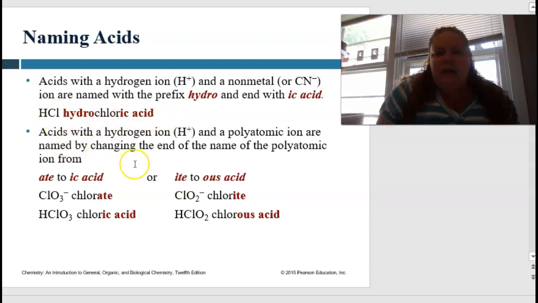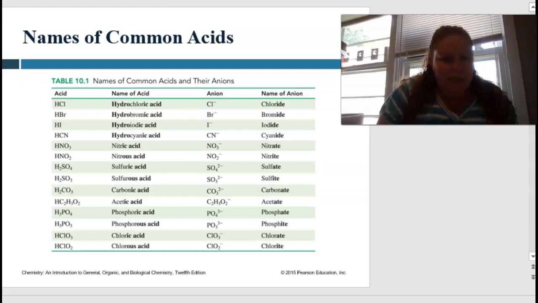Acids with a hydrogen ion and a polyatomic ion are named by changing the end of the name of the polyatomic ion from ate to ic acid, or ite to ous acid. So here's chlorate, because it has the ClO3 minus, and when we have the ClO2 minus, that's chlorite. And chloric and chlorous acid, so you can see. A handy dandy little table so that we can refer back to it as we go through these.